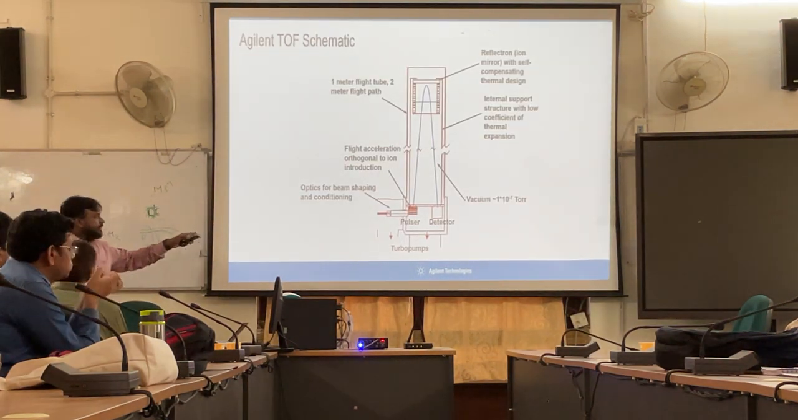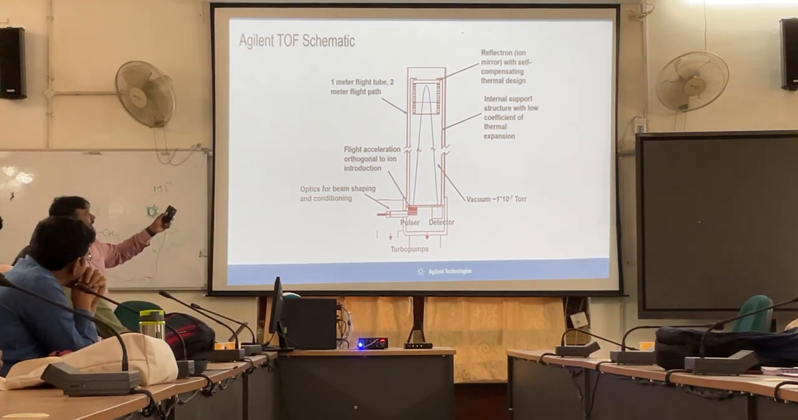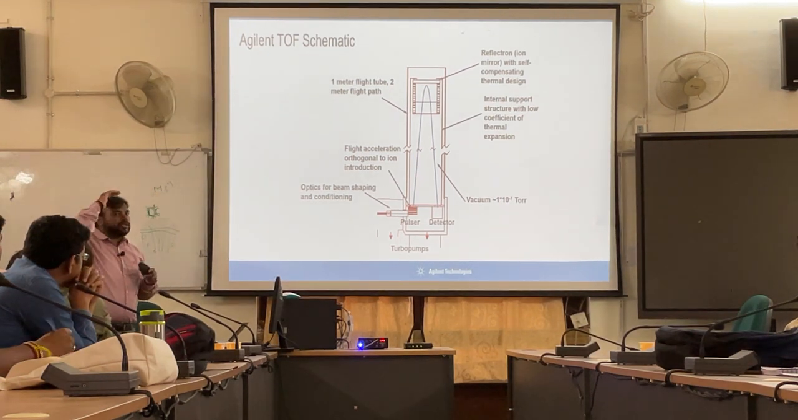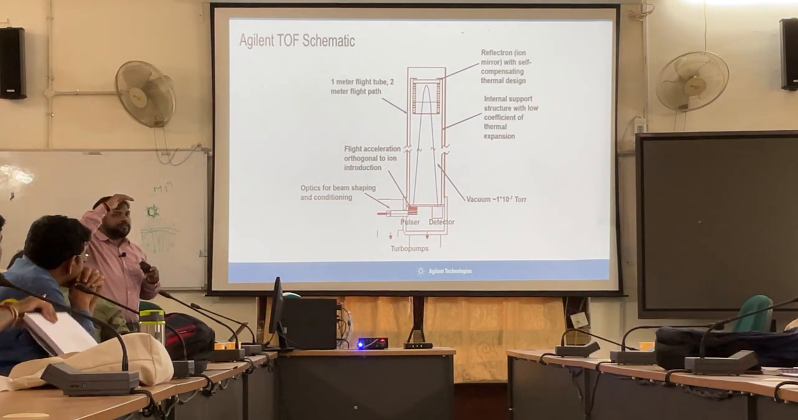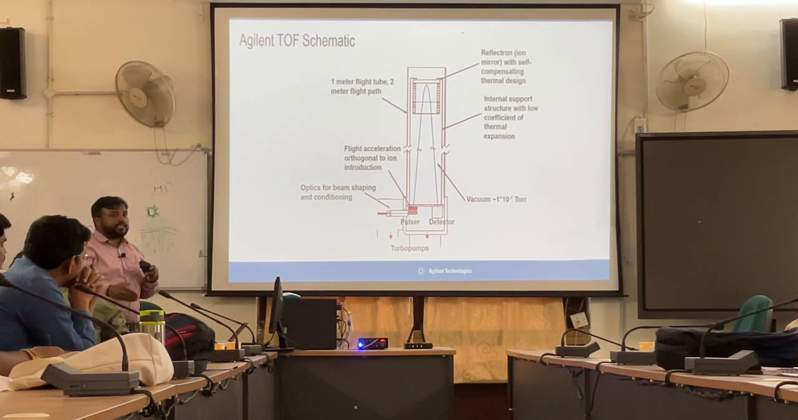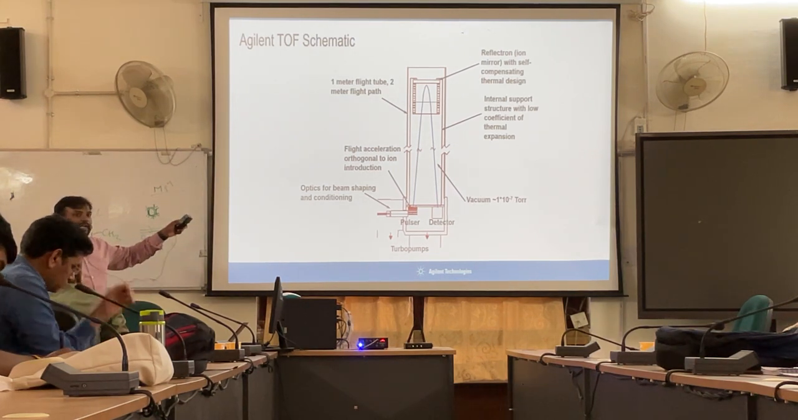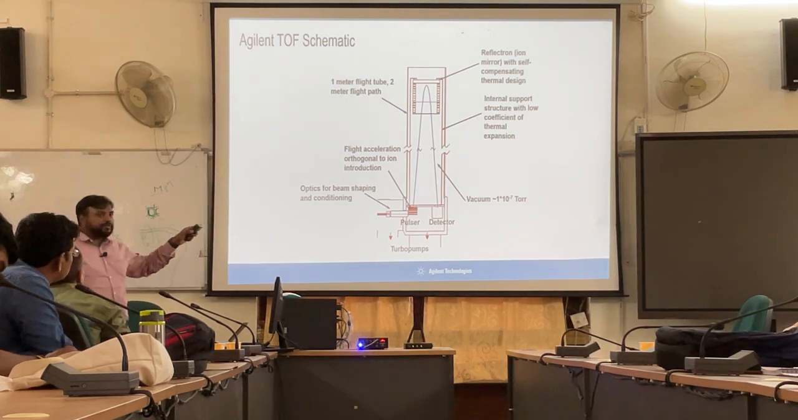So this is a pulsar. On the pulsar we are applying the kinetic energy. There is a reflector on the top of the tube. Any ion which goes to the top of the tube will be reflected. There is actually a mirror which reflects that ion and gives the path to the detector. With the help of that, we apply a high vacuum in this flight tube. This is e-7 in this version.